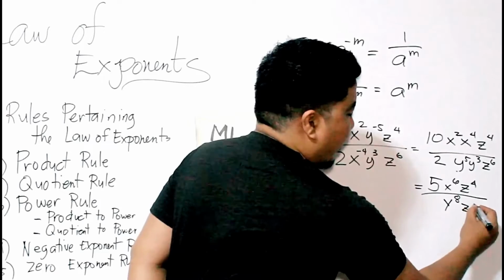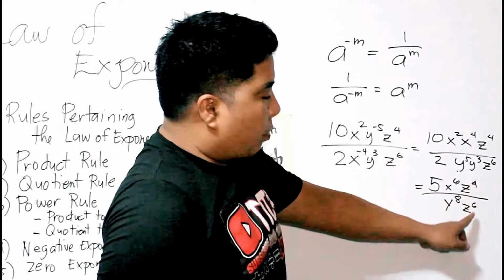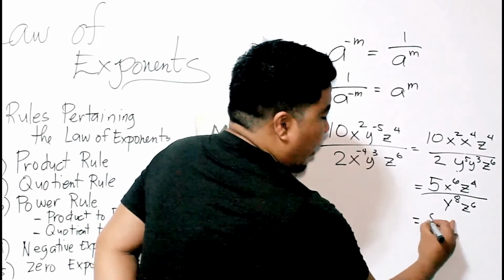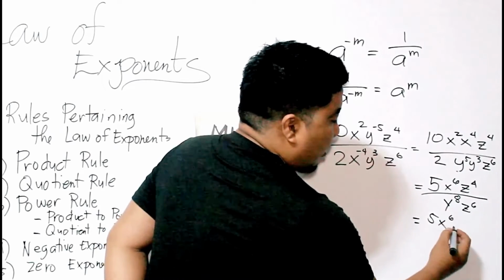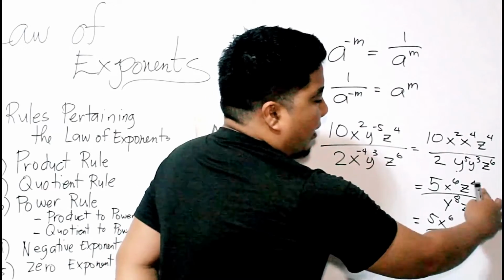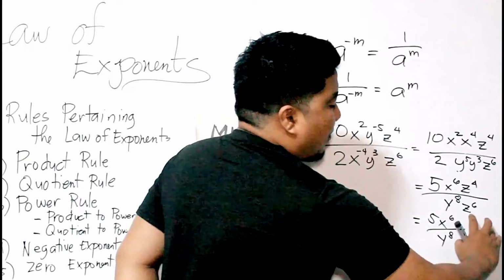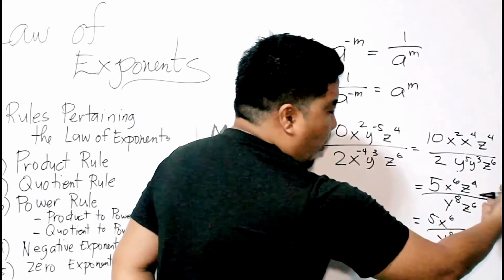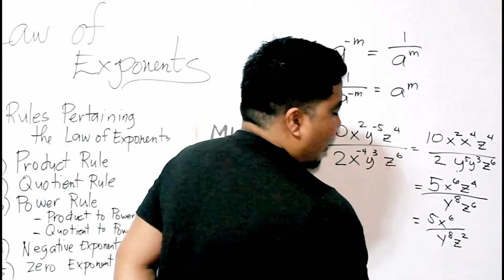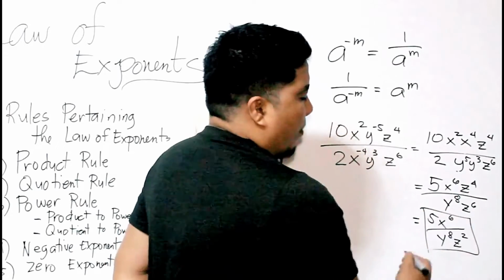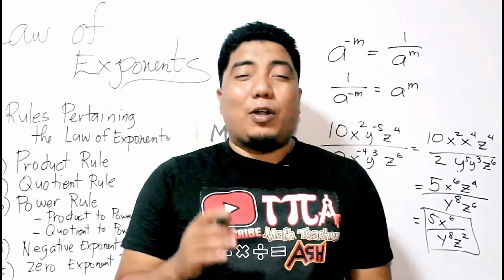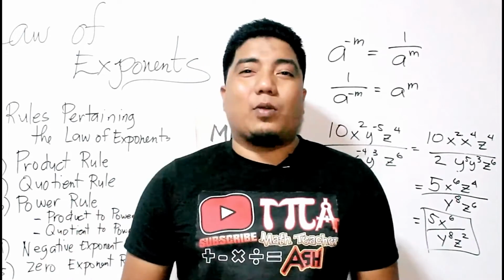And then z to the 6. Now, as you can see, both my numerator and denominator have the variable z, so I can still simplify this one, giving me 5x to the 6 over y to the 8. Since the z exponent here is bigger than this one, if I have 4 z's here and 6 z's here, I will cancel all the 4 z's in the numerator and in the denominator. I will still have 2 more z's in the denominator side, and that is my final answer. Easy, right? So now let us go to our final rule, and that is the zero exponent rule.